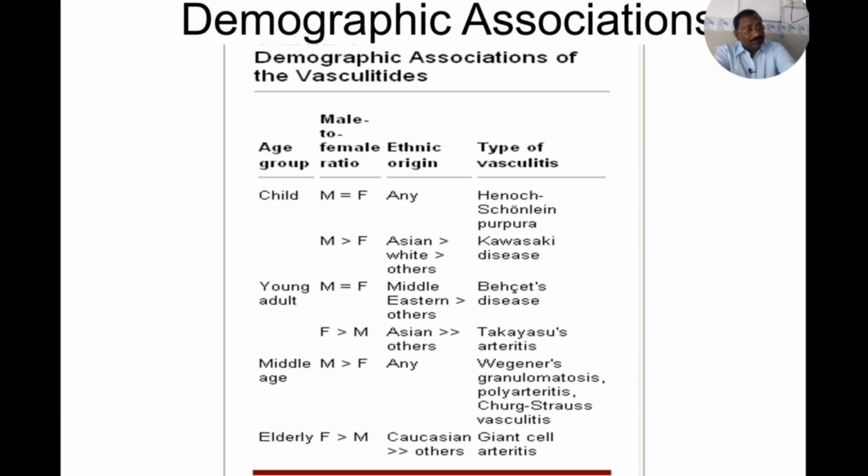In the middle age, vasculitis such as granulomatosis, polyarteritis, microscopic polyarteritis, or Churg-Strauss syndrome are more common in males when compared to females. In the elderly, as I told you, giant cell arteritis or temporal arteritis is more in females rather than males, more than the 60 years age group or 65 to 70 years age group. So this is very common in giant cell arteritis.